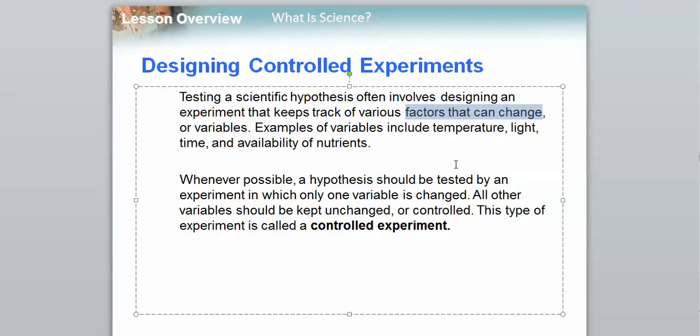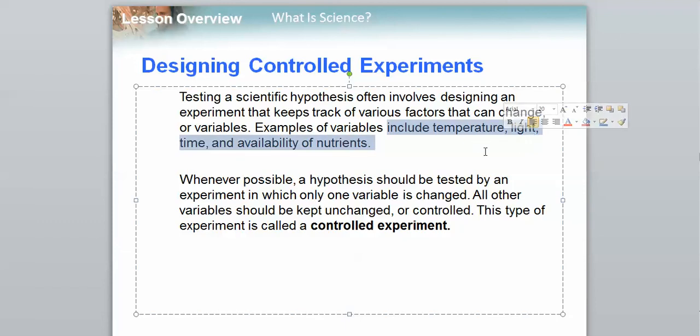An example of a variable could be something like temperature, light, time, and availability of nutrients. So whenever possible, a hypothesis should be tested by an experiment in which only one variable is changed. In the past people have gotten tripped up on this, but only one variable is changed when we do a correct experiment, a controlled experiment. So if we want to look at these factors, we can only change one of those at a time.